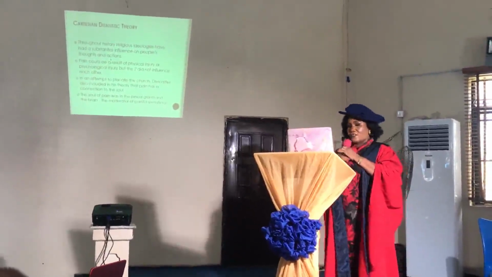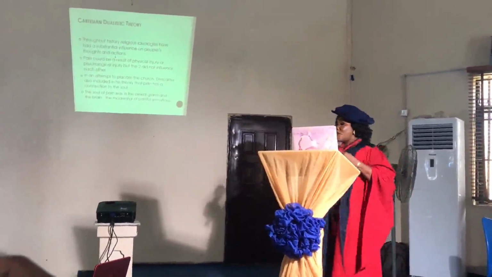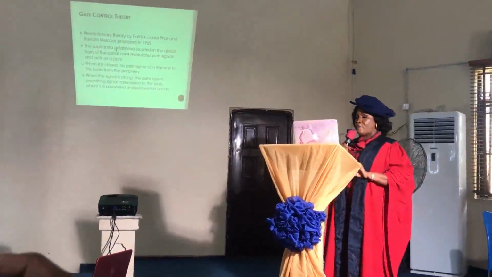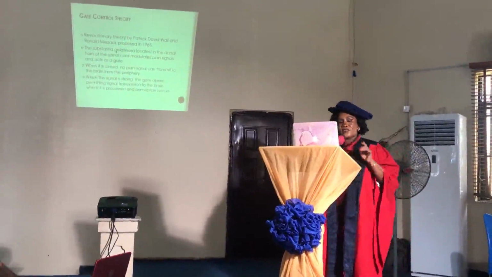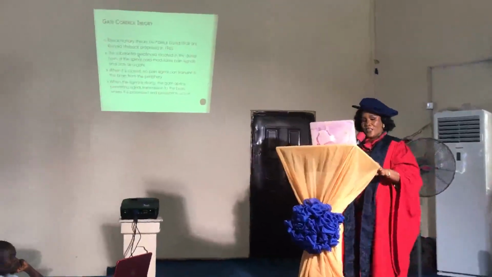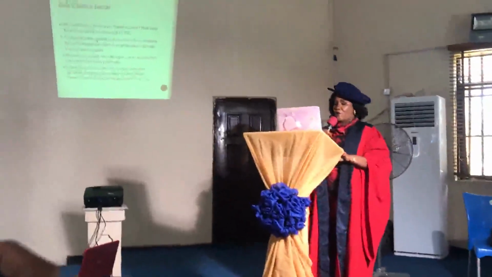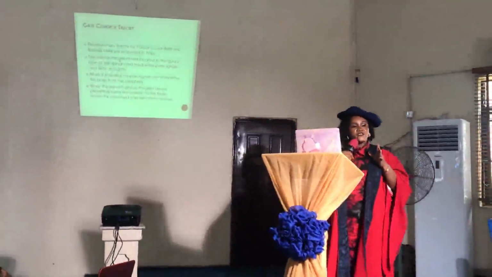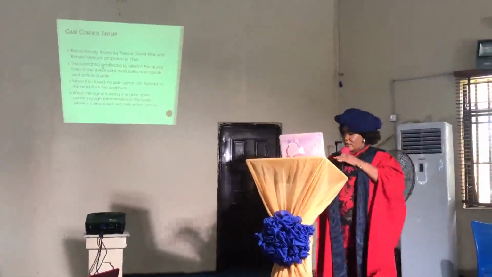But very importantly, we have the gate control theory of pain. This evolutionary theory by Patrick Wall and Melzack was proposed in 1965. It is situated in the substantia gelatinosa in the dorsal horn of the spinal cord. Here, pain signals are modulated. What does the gate do? The gate can close or the gate can open.